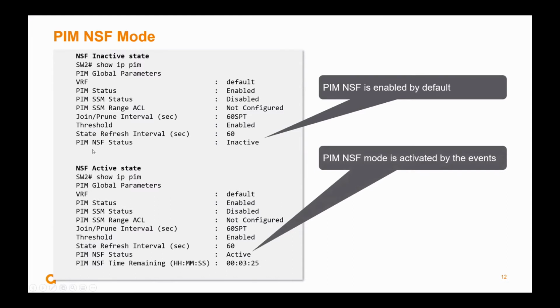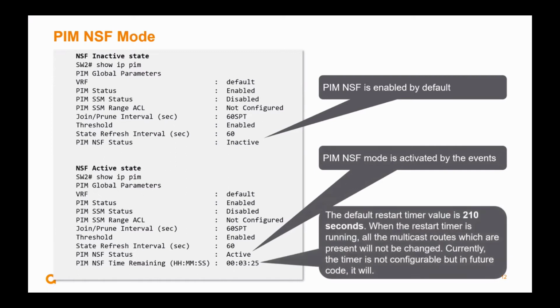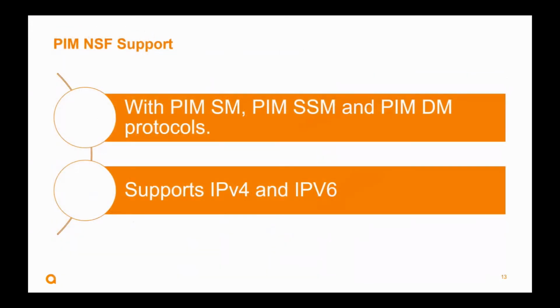Notice in here you didn't see the timer. Now that it is active, you have this timer coming into play, and that's showing the active timer that we spoke about, 210 seconds. And again, remember, in future code, they may want to make it configurable. All right, then PIM nonstop forwarding support. Here we are with sparse mode, source-specific multicast, and dense mode protocols, and then support for both IPv4 and IPv6.